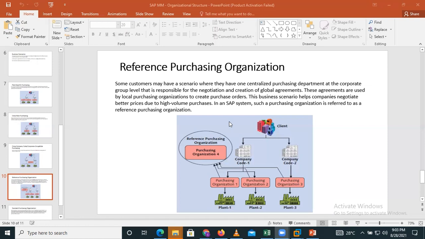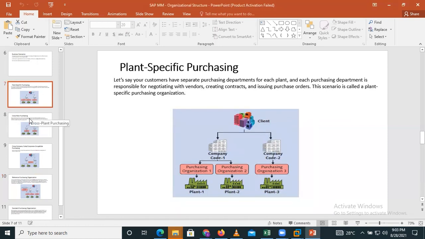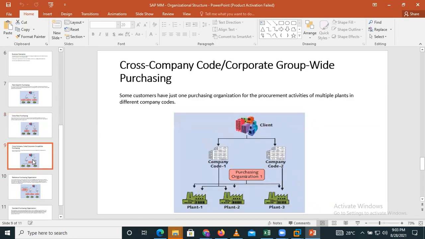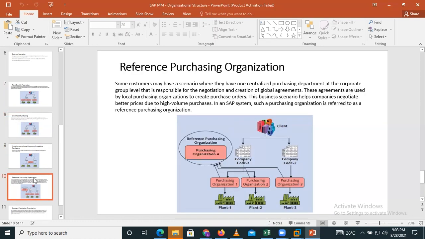Okay, and it's optional, right? It's not mandatory to have a reference purchasing organization. It's optional. Any business can follow either plant specific, cross plant, cross company code, or reference purchasing. Any of them.